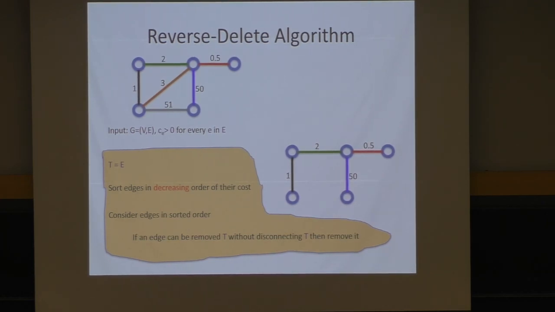And that's it. You might have noticed that the MST that we produced this time is exactly the same as the previous time. That's because for this graph that we started off with, this is the unique MST for this graph. So all the algorithms should output this graph. Any questions?